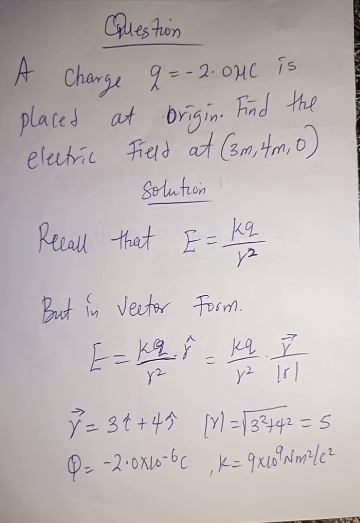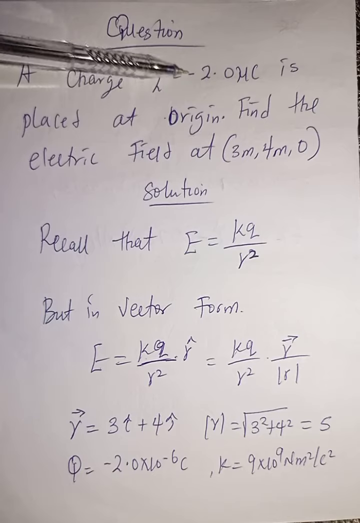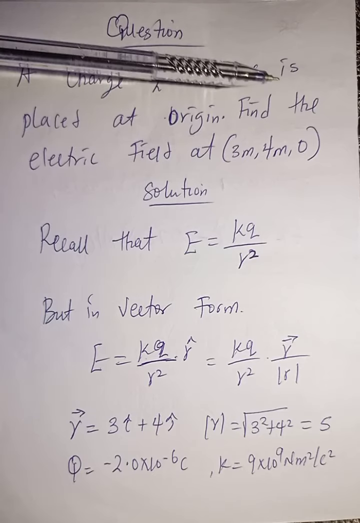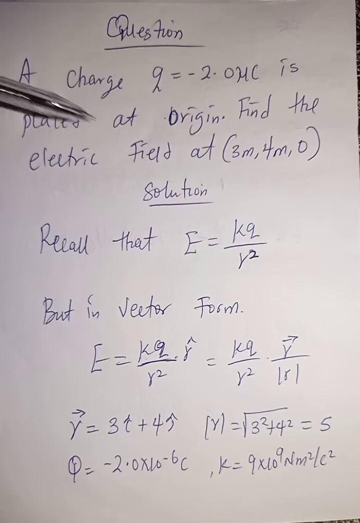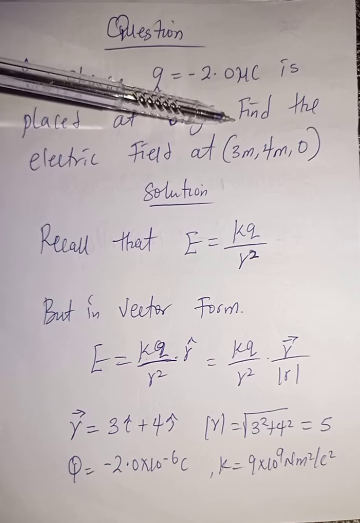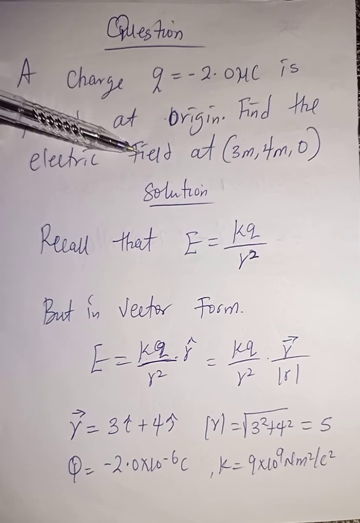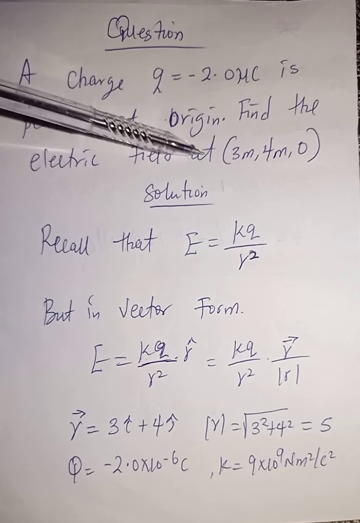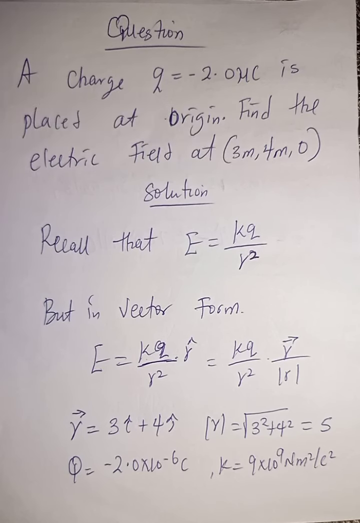The question is: a charge Q equal to minus 2.0 microcoulomb is placed at the origin. Find the electric field at 3 meters, 4 meters, 0 meters. You can also say 3, 4, it is still the same thing.